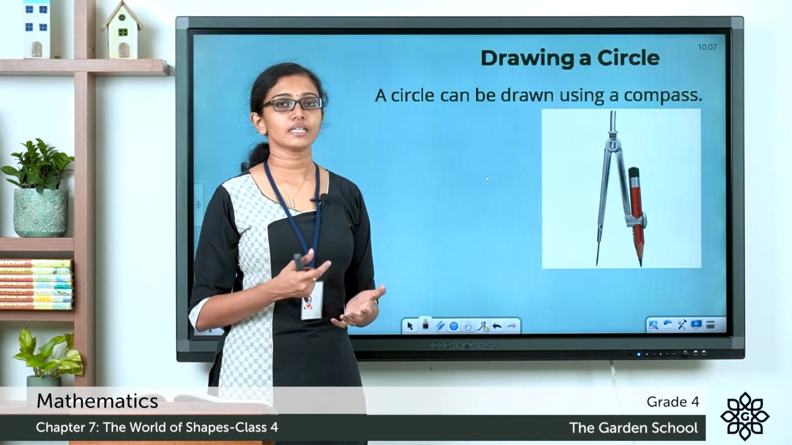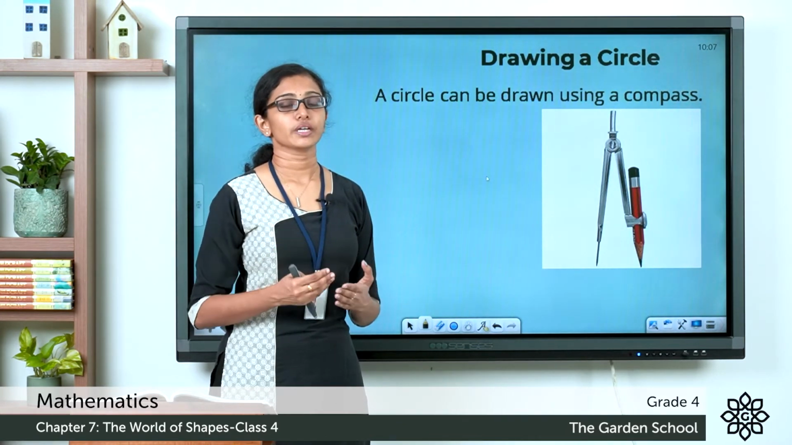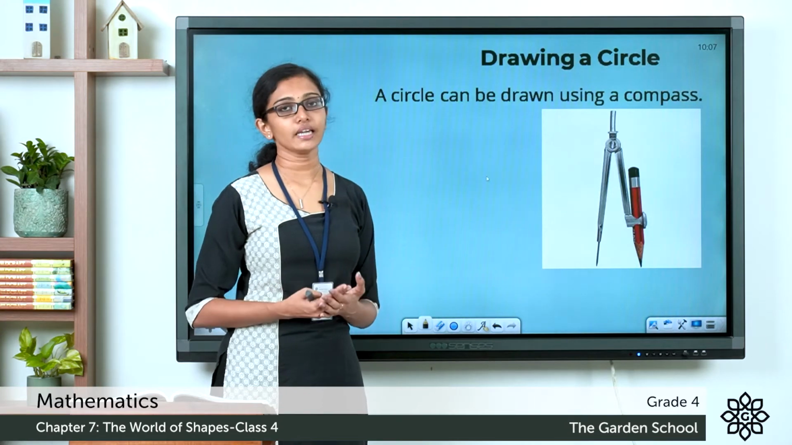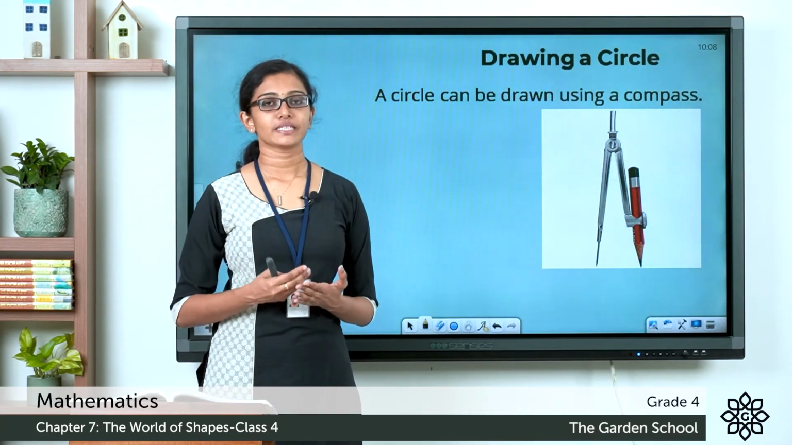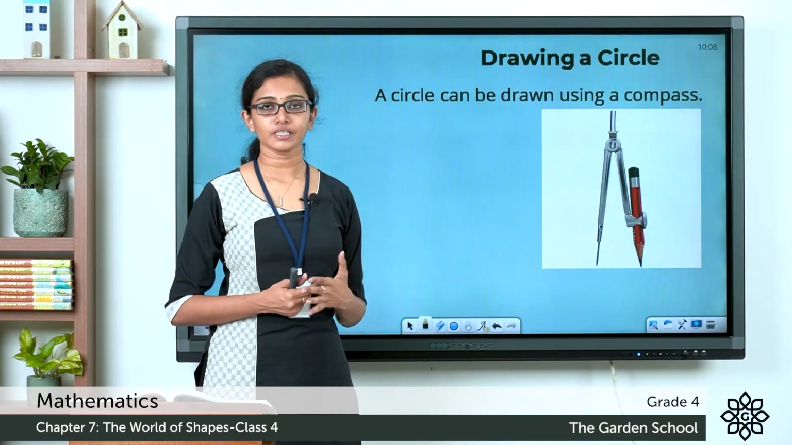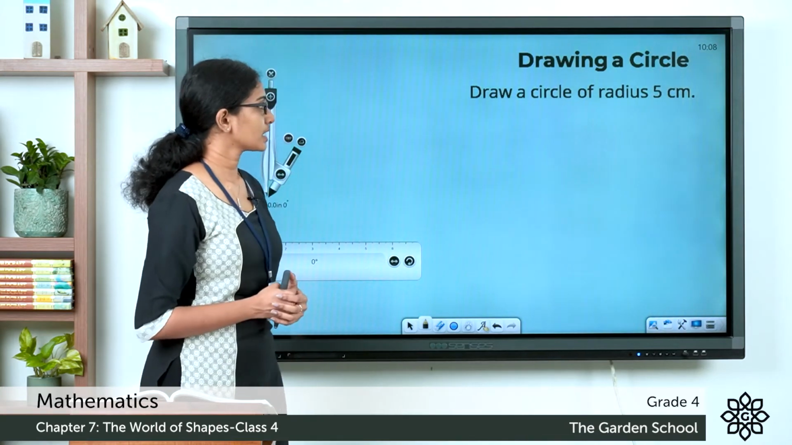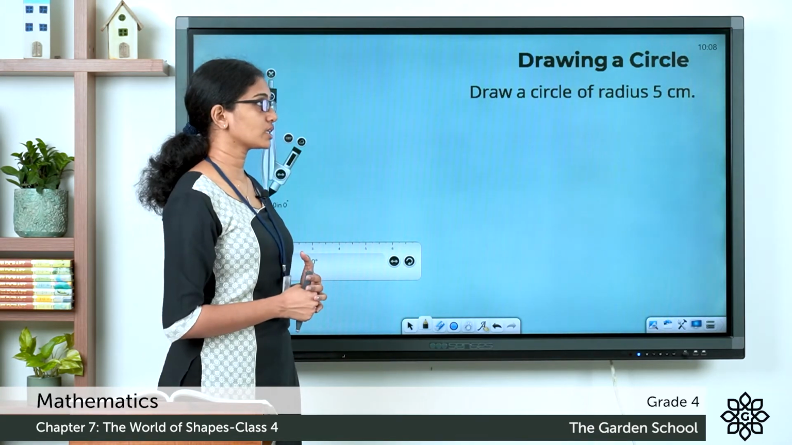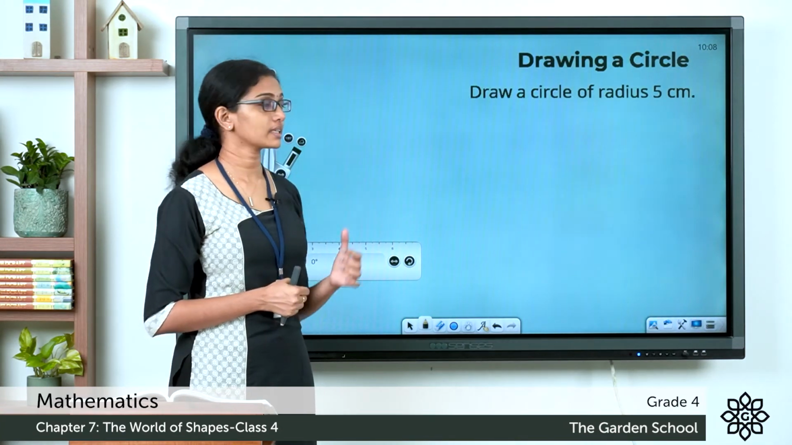circle. Now let's learn how we can draw a circle given a measurement. Like when you are given the radius of a circle, let's see how you can draw a circle using the compass. All of you, please get ready with your geometry compass and ruler and also a pencil. See, you are given a question here. Draw a circle of radius 5 cm. How can we draw a circle with compass here?